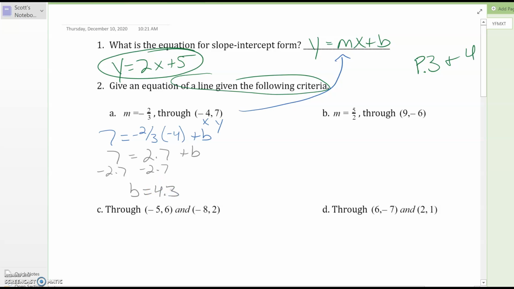Now, do not just put 4.3 in for your answer. I will not give you credit. Your answer should be y equals your slope. So just put in the Ed Puzzle negative 2 divided by 3 x. Make sure you have that negative in there. And then plus 4.3. This is how I should see it in your Ed Puzzle. All right. Now go ahead and do letter B.